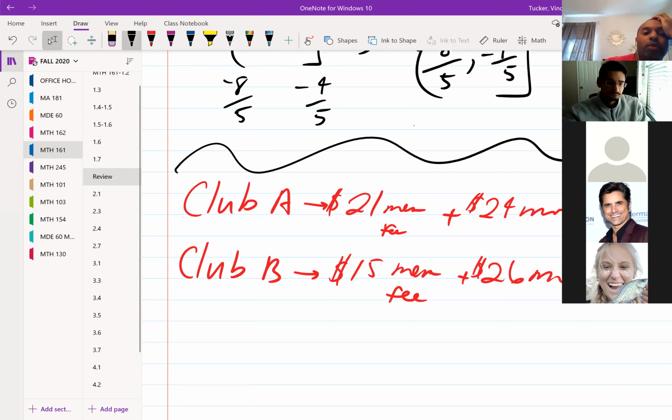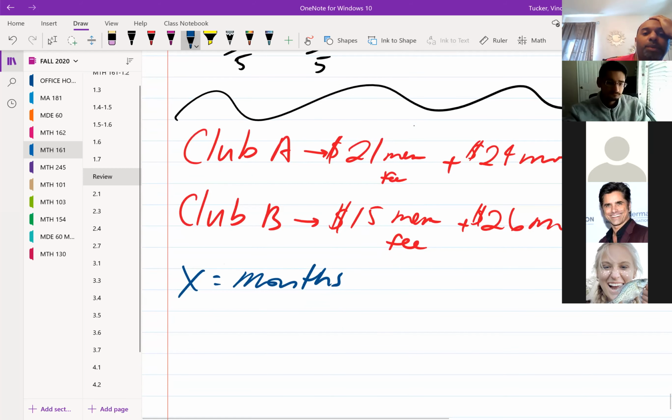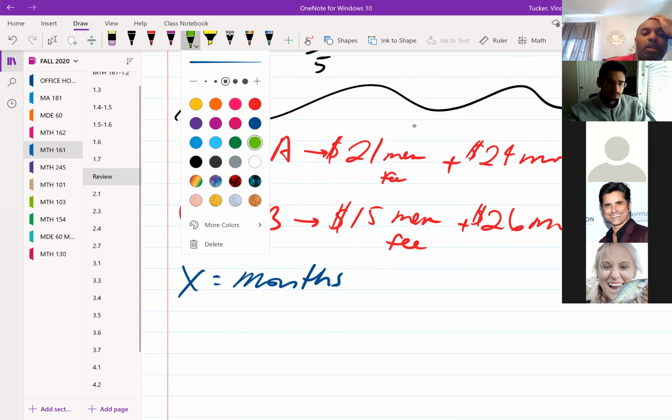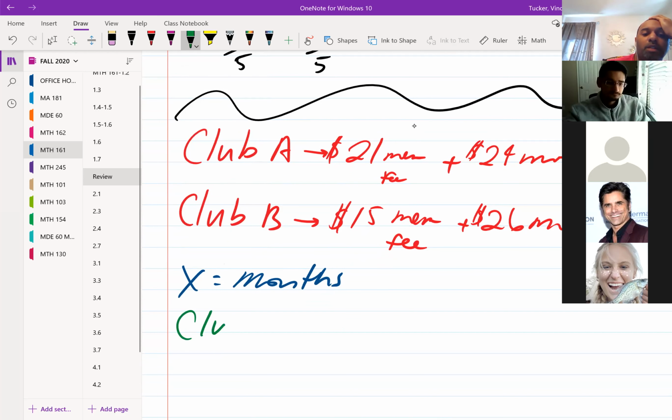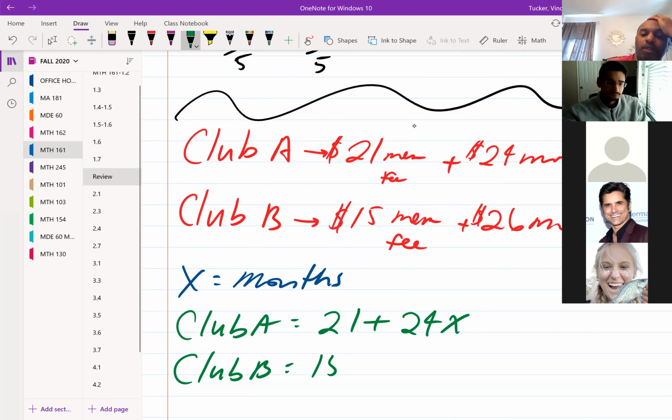So we will let X be months. And so I will set up Club A as 21 plus 24X, and set up Club B as 15 plus 26X.